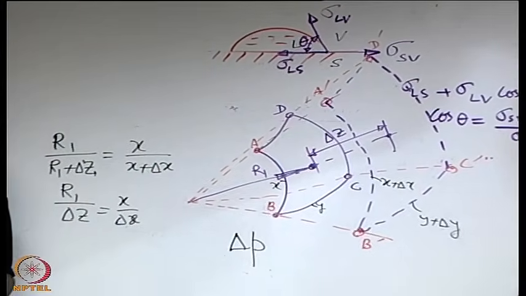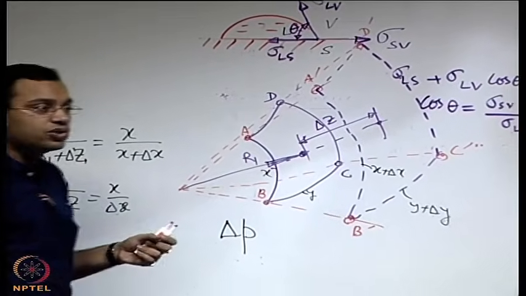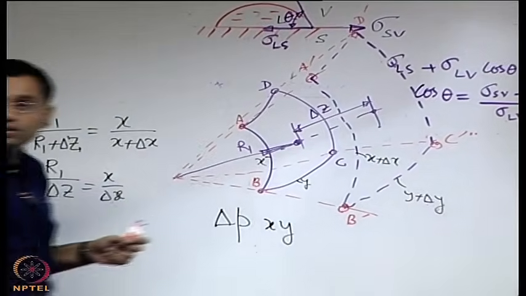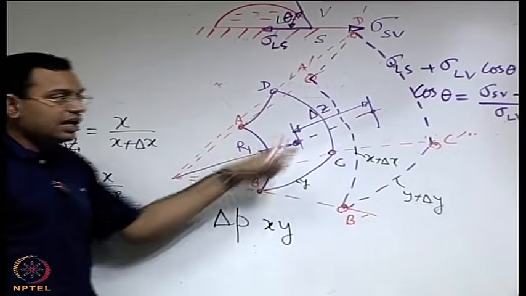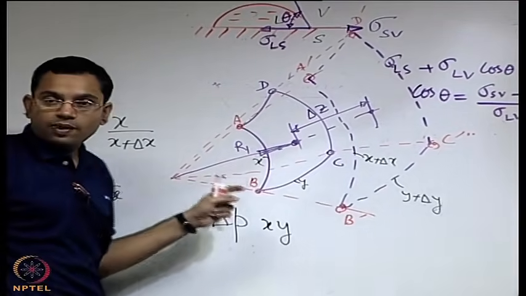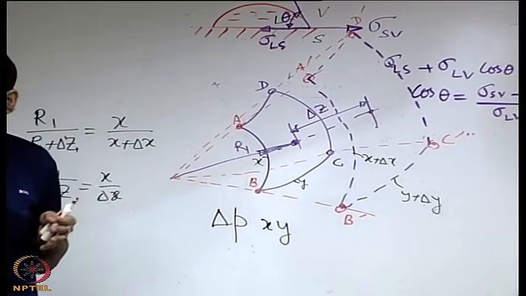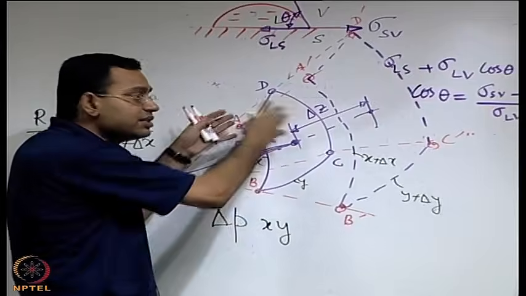When you have a difference in pressure of delta P, that gives rise to a force. What is the force that acts on an area xy? This is almost like a rectangle, these are small elements, because if you take big elements the local radius of curvature change has to be taken into account. So, this is just magnified for clarification, but these are small.